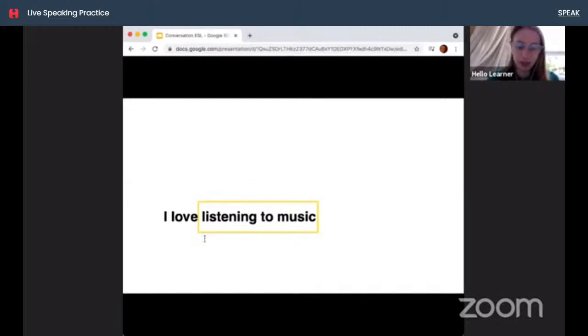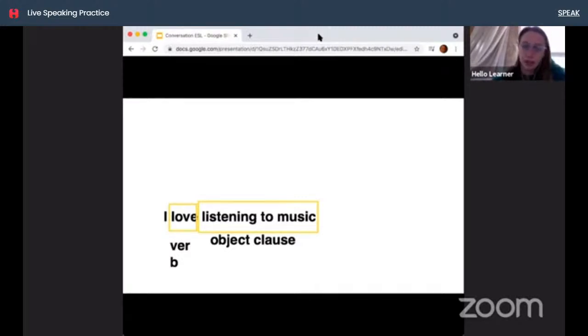I love is the main part of the sentence, where you have the subject and the verb, I love, and then it's followed by the object. So you can also call this the object clause. That's another way to explain it. So this whole thing, listening to music, is the object. And we usually follow listening with to. Listening to music, listening to the radio, listening to the speech. We always follow listening with to. Does that answer your question?